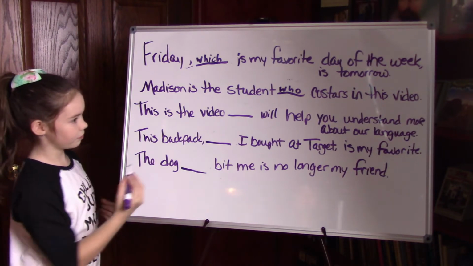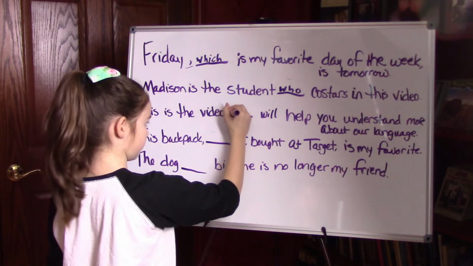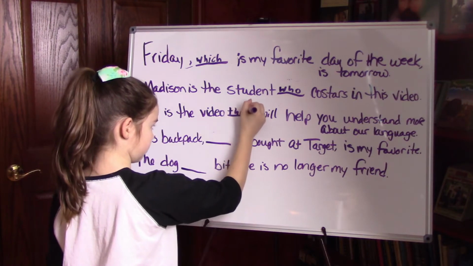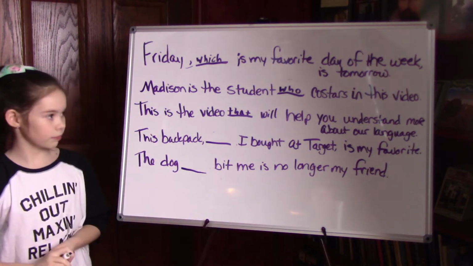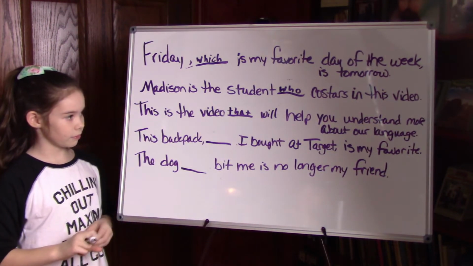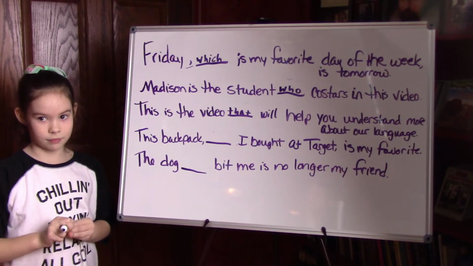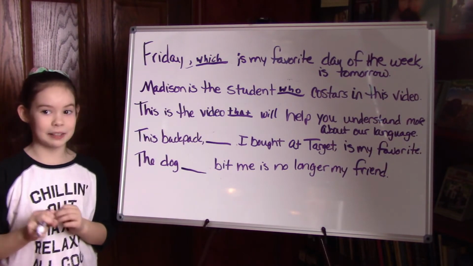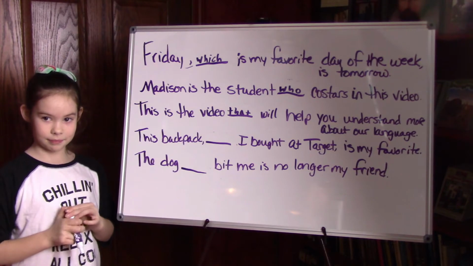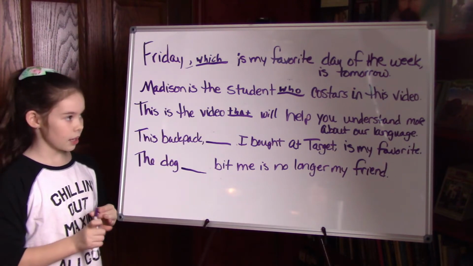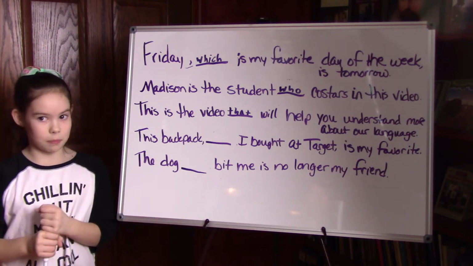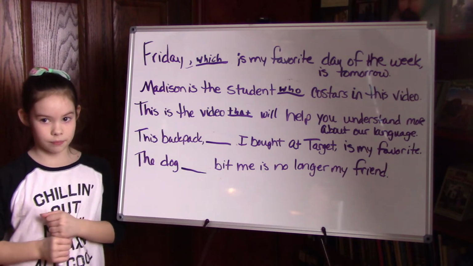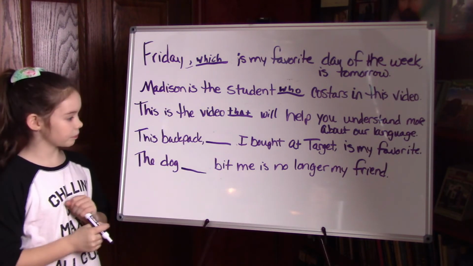This is the video that will help you understand more about our language, more about how to use our language. And you chose that. Why'd you choose that there? Because there's no comma. Okay, that's why you didn't choose which, and why didn't you choose who? Because it's not talking about a person either. Okay, a video is a thing, right? It's another noun. Okay, the next one.